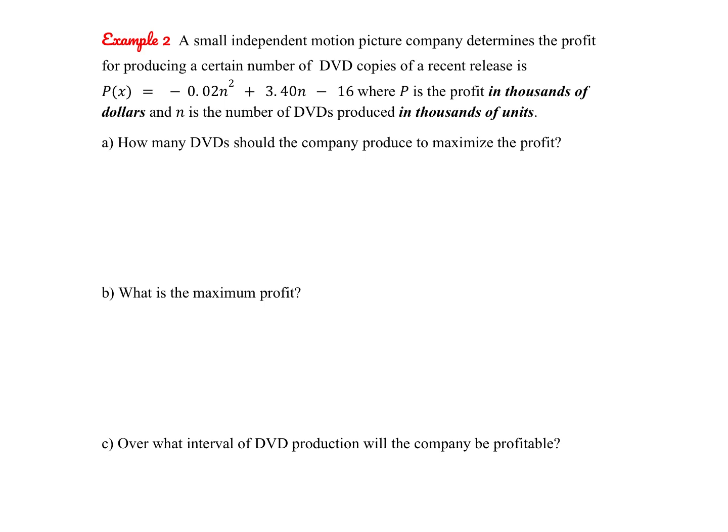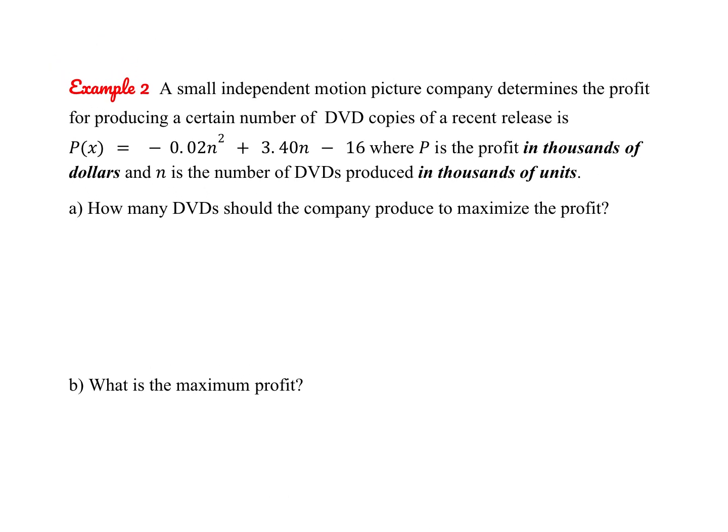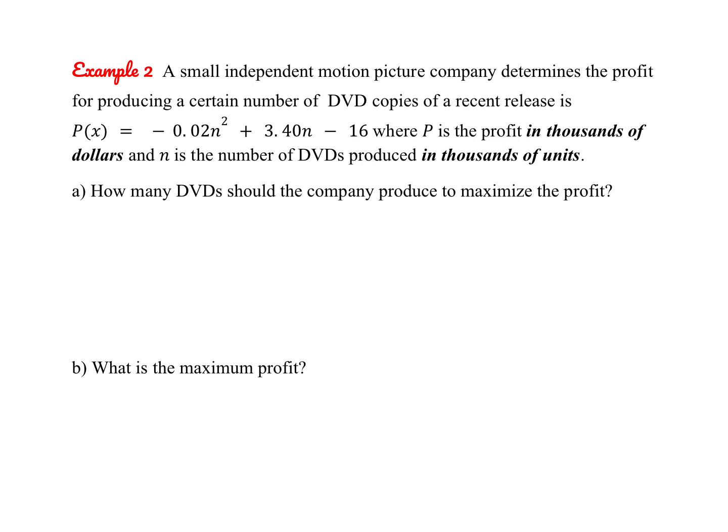All right, so let's try another example together. And this one we're going to use our graphing calculator to help us answer the questions. So this says a small independent motion picture company determines the profit for producing a certain number of DVD copies of a recent release. And that function is modeled by this right here, where P is the profit in thousands of dollars. That's going to be important when we give our final answer. And N is the number of DVDs produced in thousands of units. So how many DVDs should the company produce to maximize the profit?